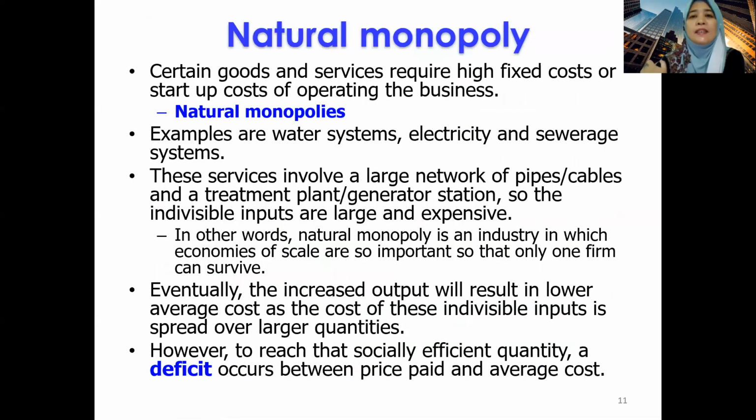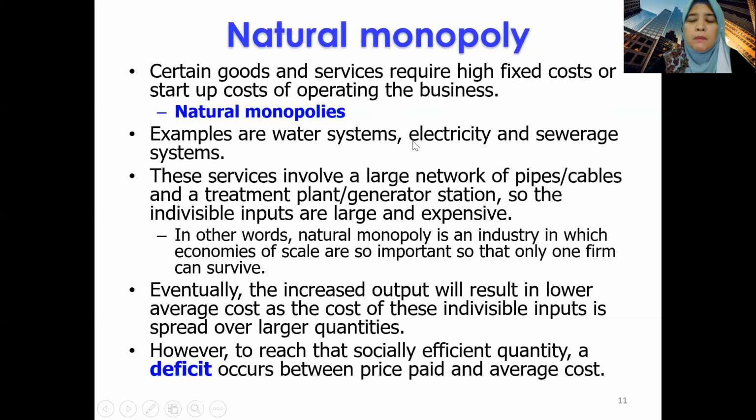So the second area of resource allocation is natural monopoly. How do you define natural monopoly? Certain goods and services require high fixed costs, or startup costs of operating the business. Meaning the initial capital outlay is very, very high. Certain goods and services require high fixed costs or startup costs of operating the business. And these will give rise to natural monopolies because the nature of the business, which requires high capital expenditure at the beginning, prevents many firms from coming into the industry because the initial cost is so high.